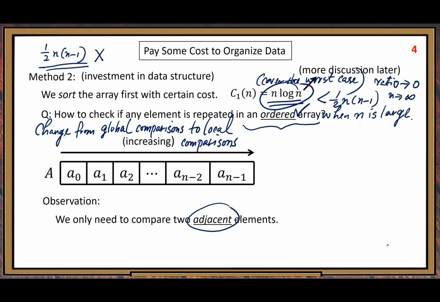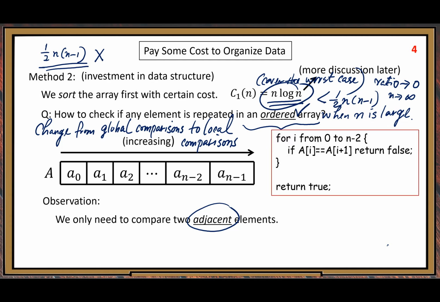Now, after this observation, we can write a simple pseudocode. One for loop. With one for loop, we can find the answer. Think about that, as simple as this. So I think you understand this pseudocode, right? Return true or false.